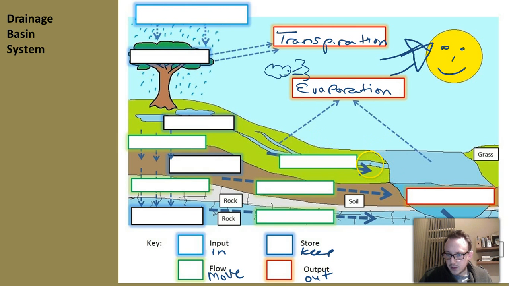Here we've got something that leads to the sea. What could that be? River? Stream? Something like that. Something that flows and removes the water from that particular area. Takes it out to the sea. So there we go, 3 outputs: transpiration, evaporation, and the actual river itself.